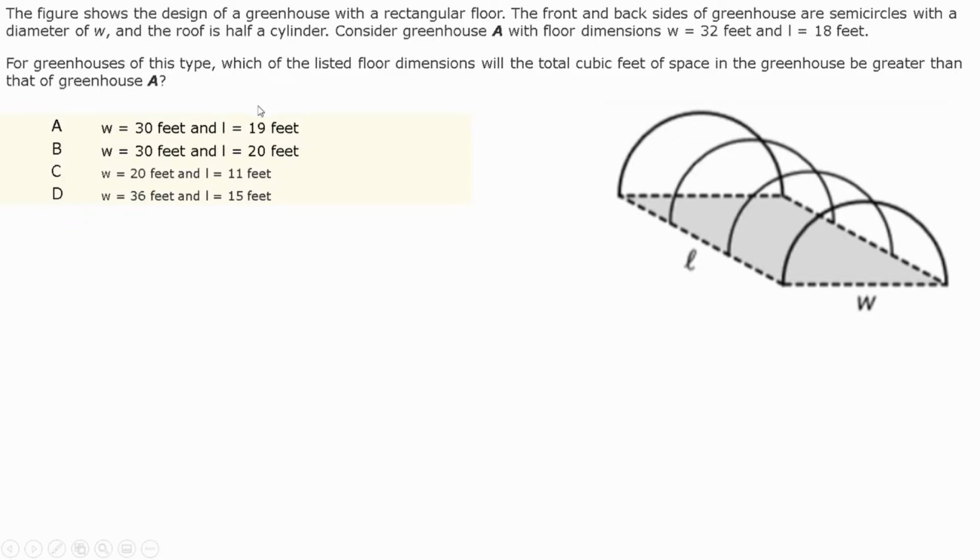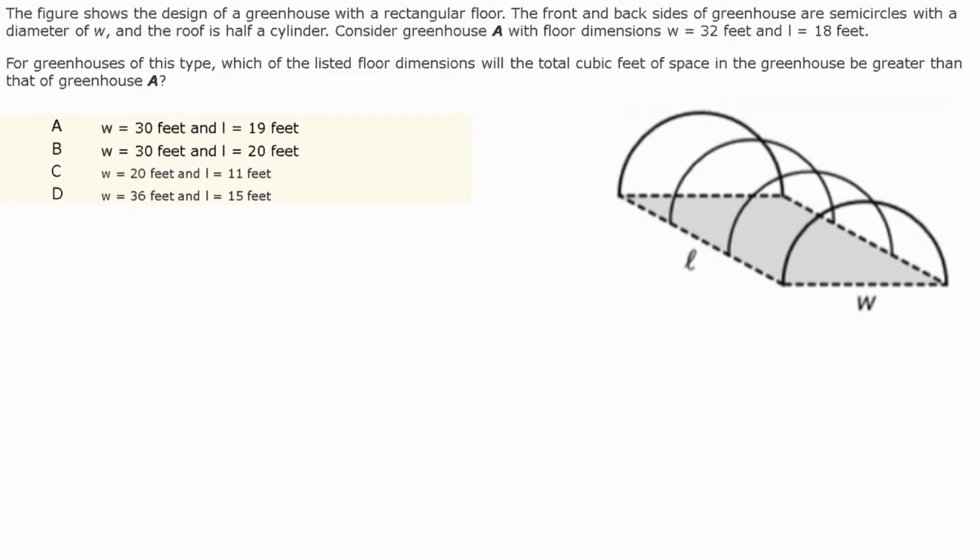The next one says, the figure shows a design of a greenhouse with a rectangular floor. The front and back sides of the greenhouse are semicircles with a diameter of W. A roof is a half cylinder. Consider greenhouse A with the floor dimensions W is 32 feet and the length is 18 feet. For greenhouses of this type, which of the listed floor dimensions will have the total cubic feet of space in the greenhouse be greater than that of greenhouse A?